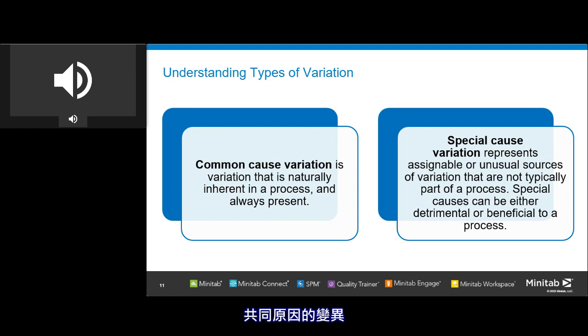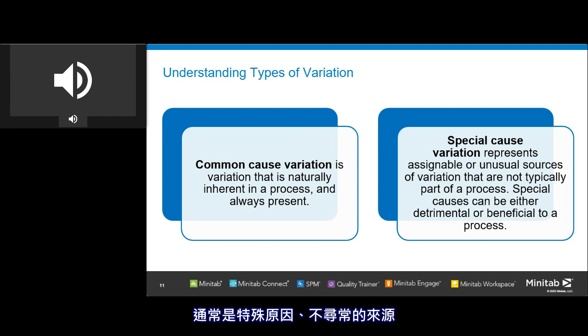So common cause variation. This is the variation just naturally inherent in the process. If I did something over and over and over again, what's that natural bouncing of the process? And this is what the control chart's trying to capture. When do I have the natural variation that's just inherent to my process, and when do I see special cause variation?